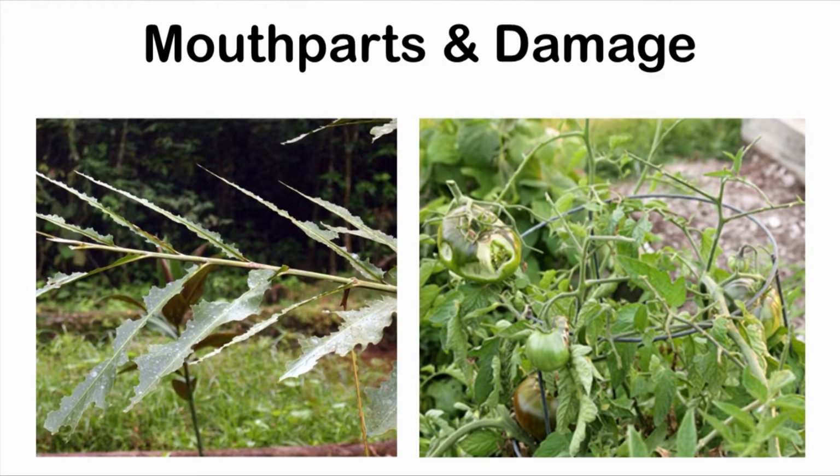As a home gardener, why would you care what type of mouthparts an insect has? Well, the type of mouthparts an insect has determines how it feeds and what sort of damage it does. Often, confronted with a damaged plant, the insect that caused it is long gone, but we can use the type of damage as a clue to determine which insect may have caused the damage.